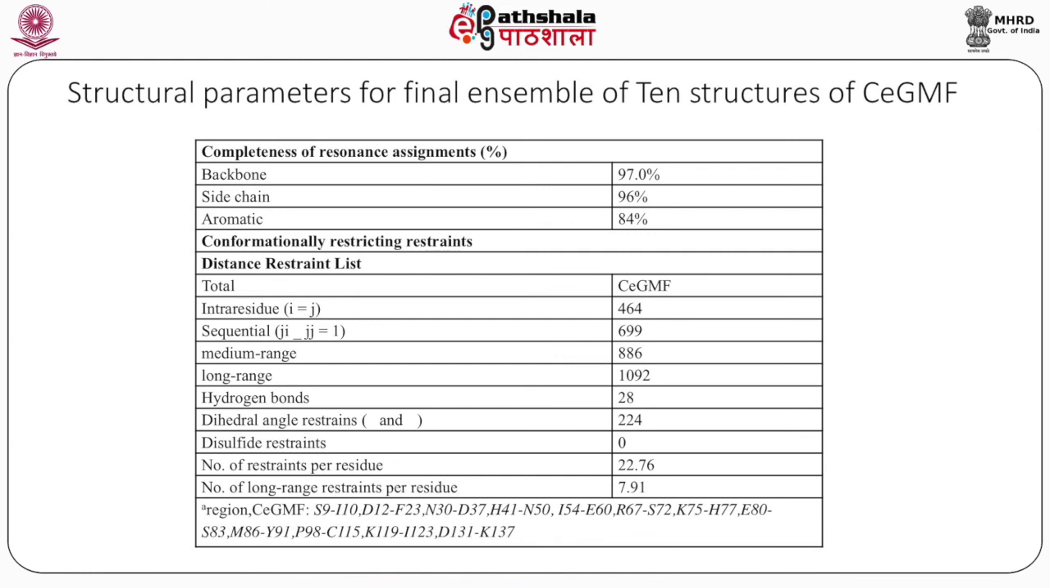There are 28 hydrogen bonds. There are dihedral angle restraints phi and psi amounting to 224. There are no disulfide restraints because there are no disulfides in the molecule. So, the number of restraints per residue on an average is 22.76 and the number of long range restraints per residue is 7.91.